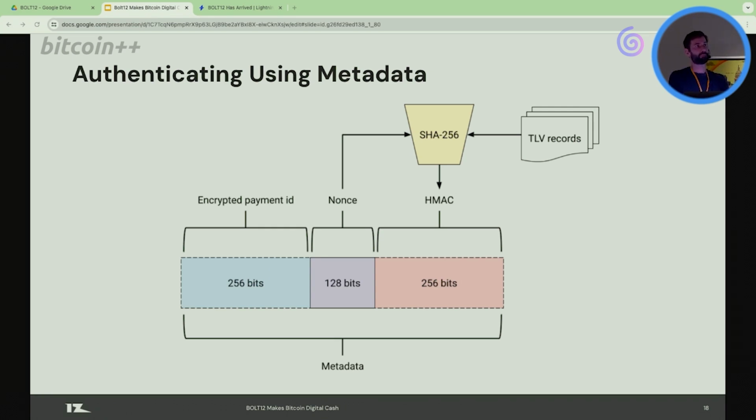Just receiving the package is enough to verify, yes, this is an offer I created, yes, this is an invoice request that I received and replied to, and then the payment matches the whole chain, right? So this is a mechanism for you to not have to remember what you gave out as offers. Okay, thanks. Okay. All right, we have a few more minutes so we can continue.